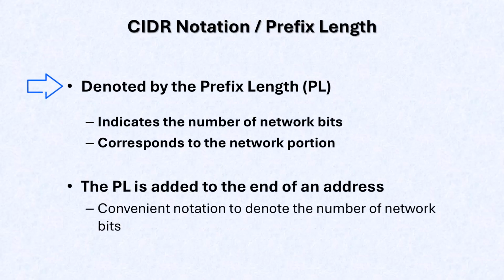CIDR notation uses the prefix length to denote the number of network bits in an IPv4 address. It represents the number of bits associated with the network portion. The prefix length is added at the end of the address. It employs a convenient notation to denote the number of network bits.